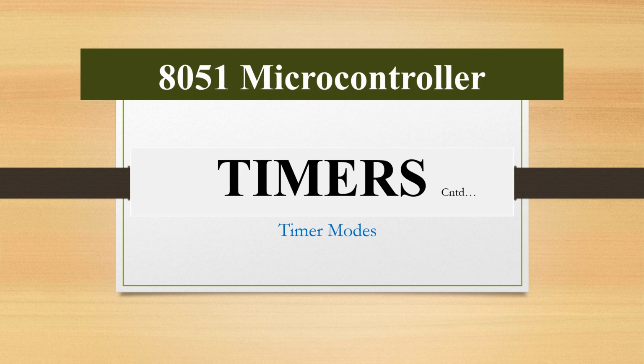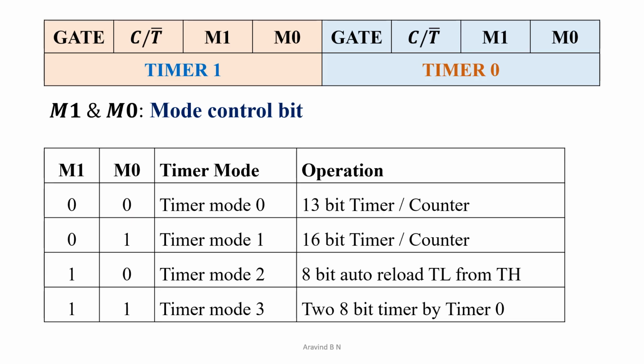In this lecture, we are going to have the continuation of the timers from timer modes. In the previous lecture, we had gone through the timer register and we had also discussed the two registers, TCON and TMOD. In continuation with the TMOD register, we are going to discuss the mode control bits, that is M0 and M1.